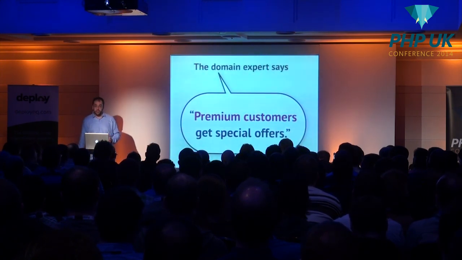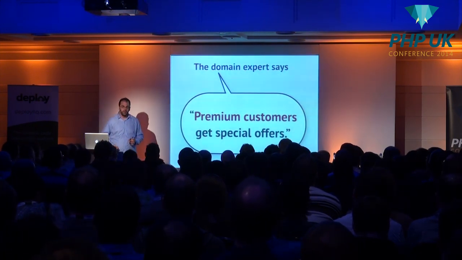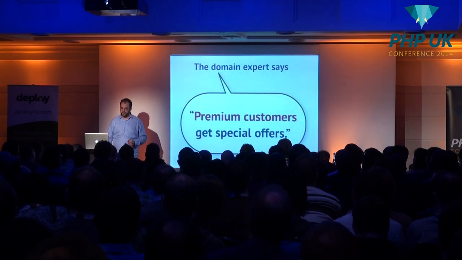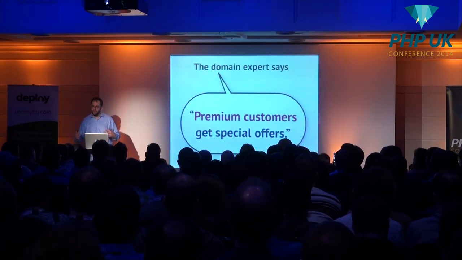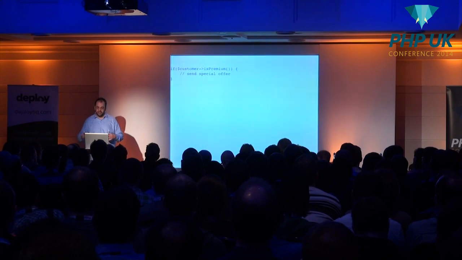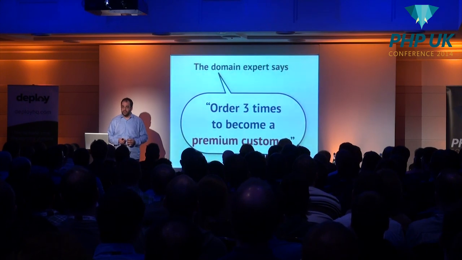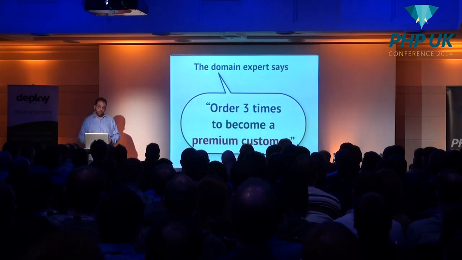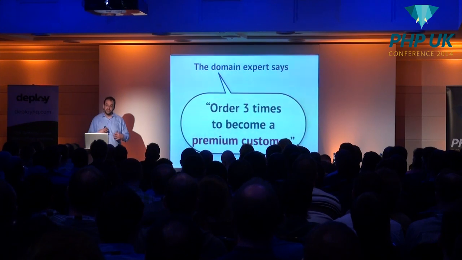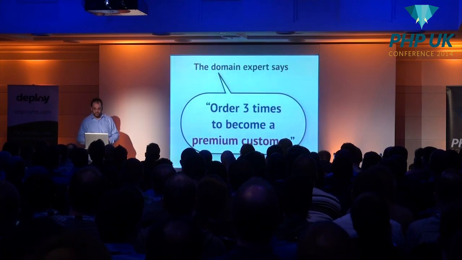So our domain expert comes back. He says, yeah, we have some new features that we want. We want to treat our premium customers with some extra care. Premium customers get special offers. And okay, we were maybe a little bit naive in the beginning, and we just added a Boolean flag saying is premium to the customer and used that. But the domain expert said, no, there are rules for this. You have to order at least 3 times to become a premium customer. We don't want to set this status field manually ourselves. We want the system to take care of this for us.